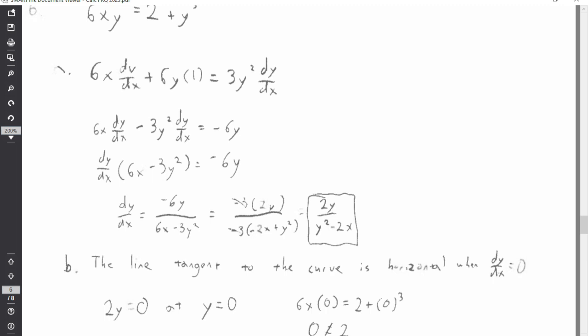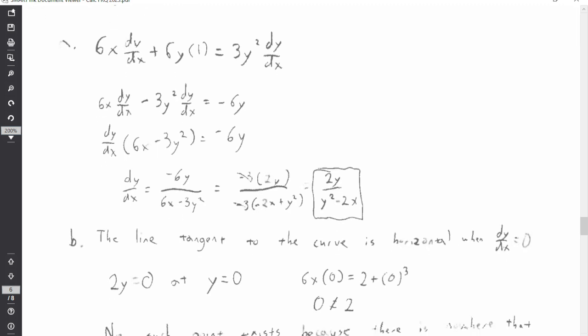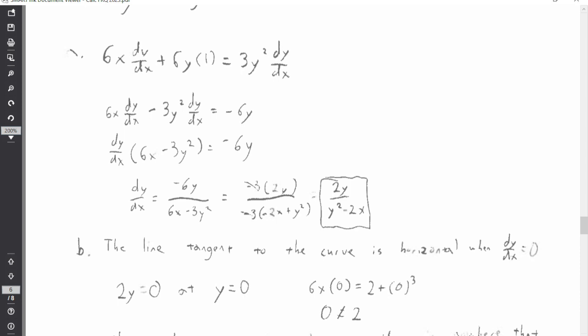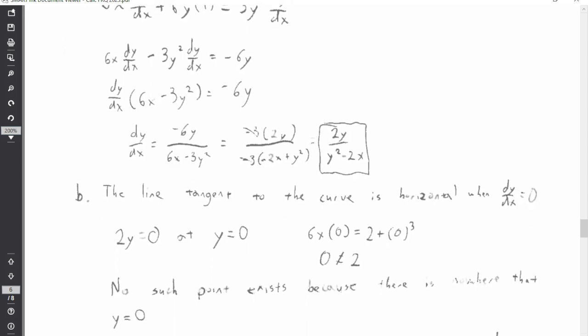dy dx is 0 when the top is 0, which is at y equals 0. But when I go back to the original function and say, okay, where is y 0? Well, y isn't 0 anywhere. It's not possible for y to be 0. So there's no such point that exists because there's nowhere where the y coordinate is 0.